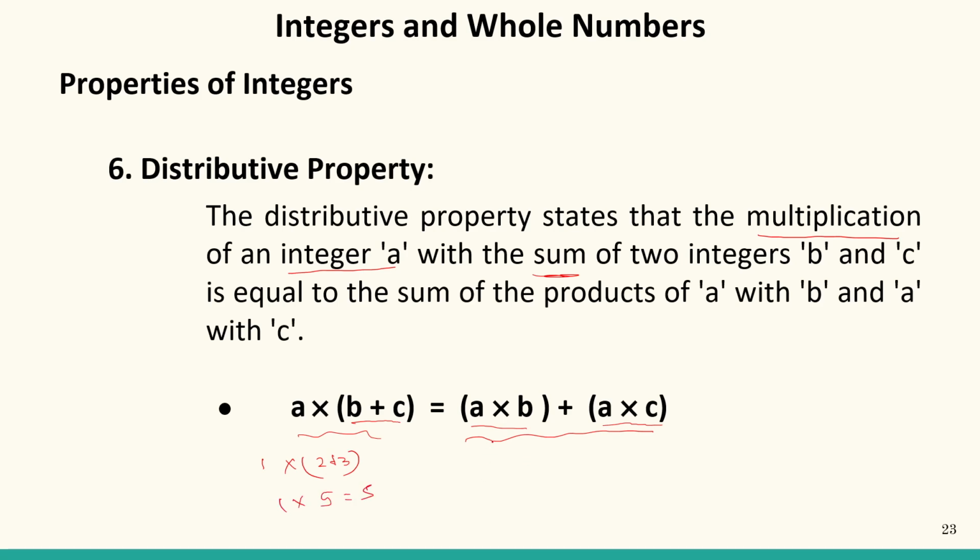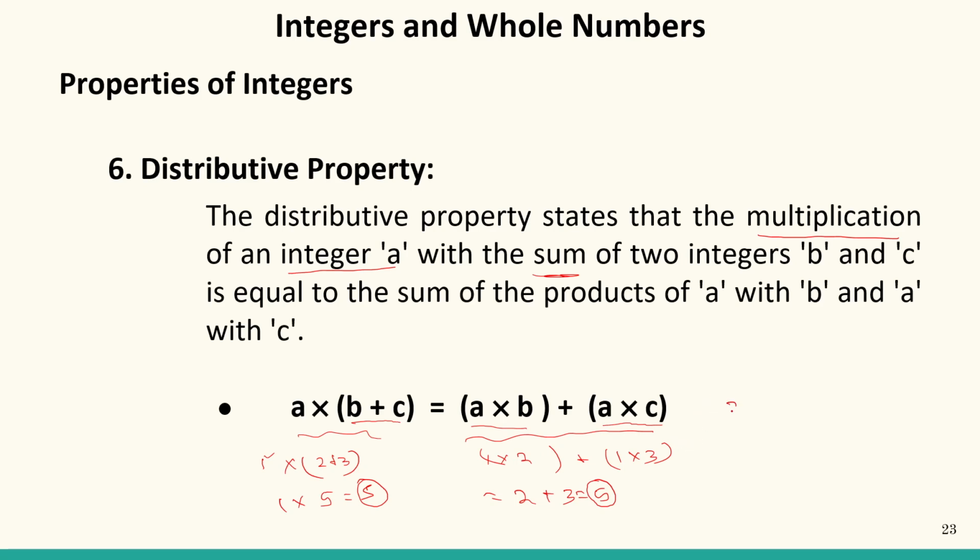Okay, and if we do the same here, that is 1 multiplied by 2 plus 1 multiplied by 3, what do we get? We will get 2 plus 3, that is equal to 5. So you can see that we are getting the same number 5. So we can see that the distributive property holds here. You may say that I used 1. Okay, so let's see this with another example.